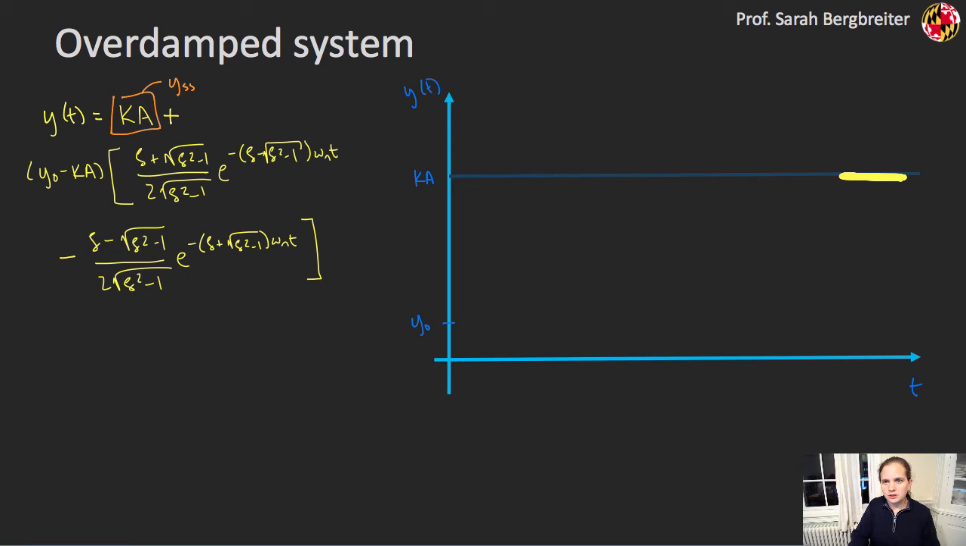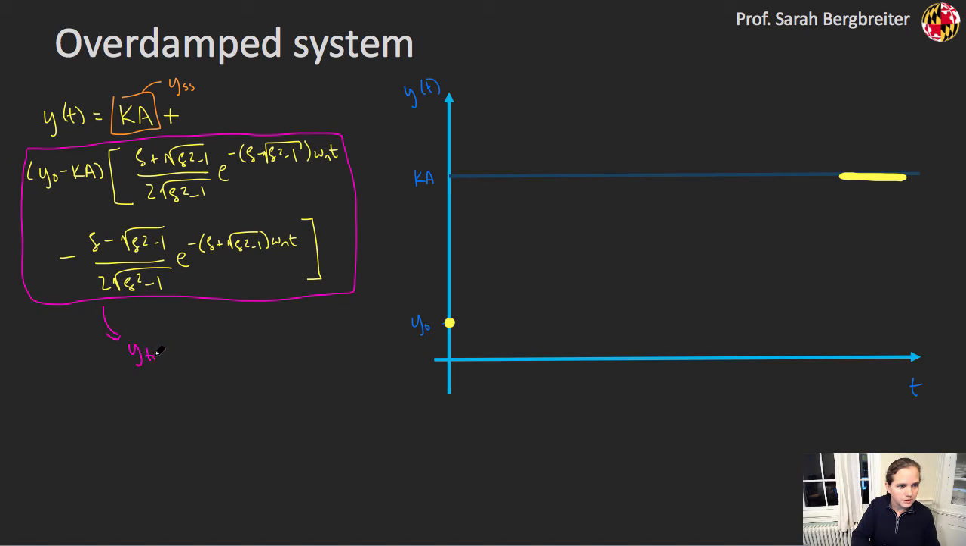I also can look at this giant term right here. I have these exponentials at t equals 0. This will go to 1. This will go to 1. These coefficients subtract such that I also get 1 here. So I just have Ka plus y naught minus Ka. So I am going to start at y naught. So y naught right here is my starting point, which is not surprising because that's based on my definition of the initial conditions. So right here, this big messy part is my transient response.